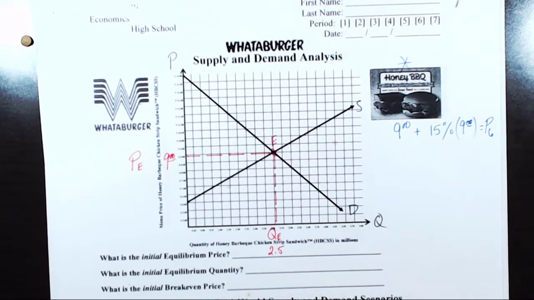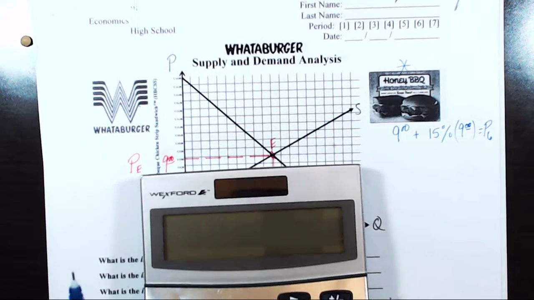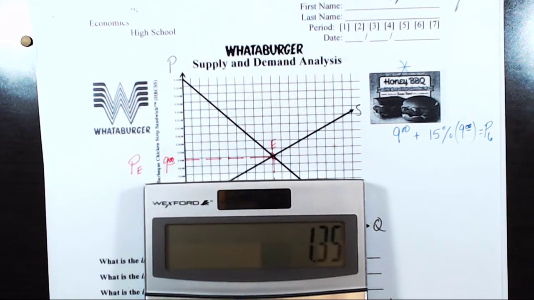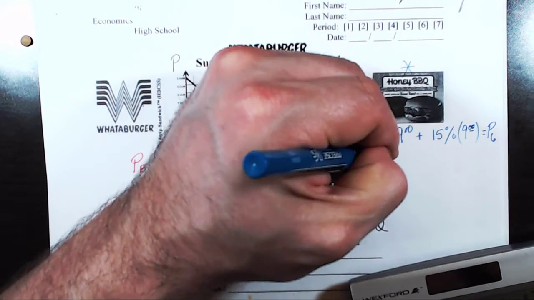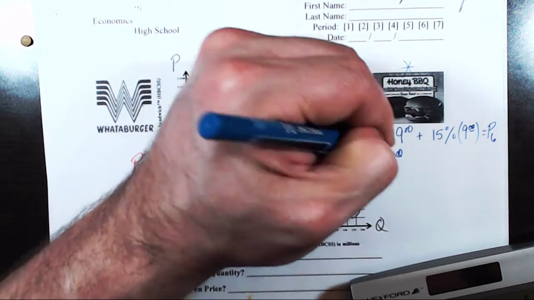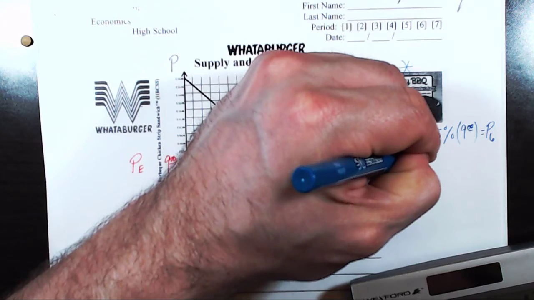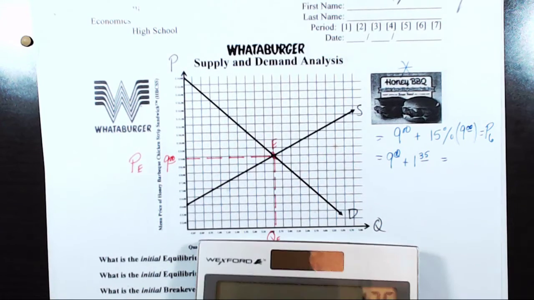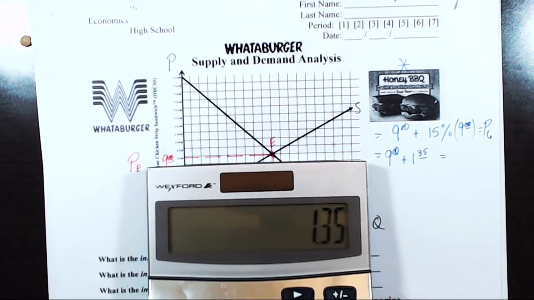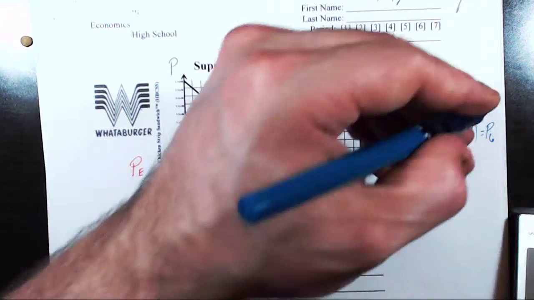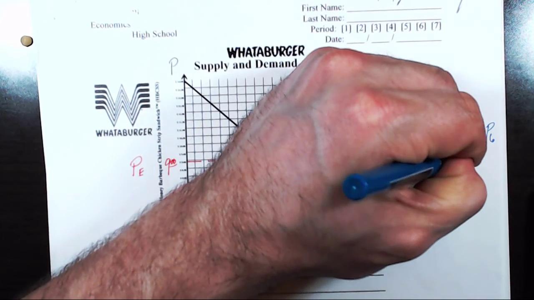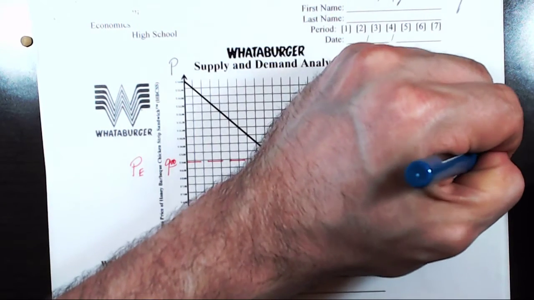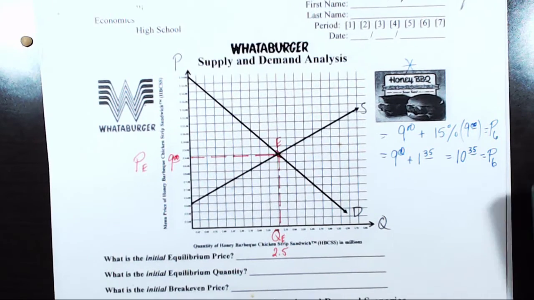So let's find out what 15% of $9 is. That's 0.15 times 9. 1.35? Okay, so $9 plus $1.35 will equal our new menu price for the honey barbecue chicken strip sandwich. So the new price is $10.35. Okay, this is equal to the new price, or the price of scenario 6.